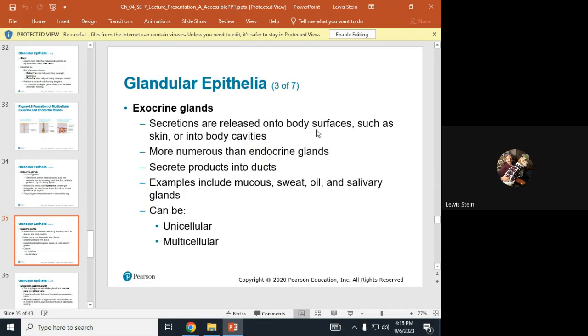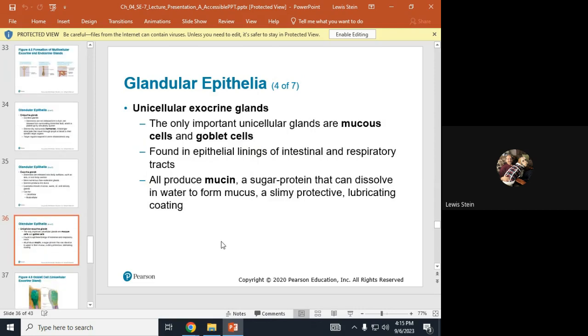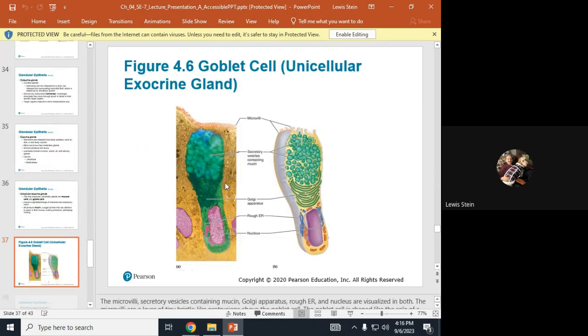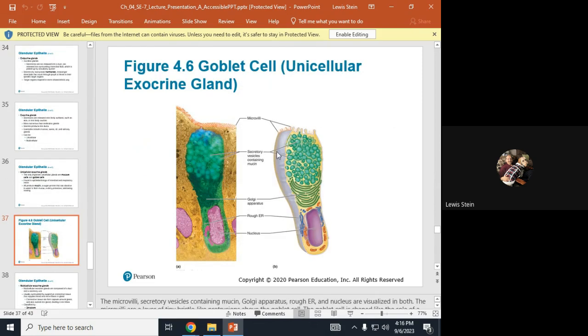Exocrine secretions are released onto surfaces like skin or internal linings. There are many more of them than endocrine. They can be unicellular, which is the goblet cell, or multicellular, and they're classified based on the secretion. Mucus has a sugar protein called mucin that makes it sticky. Stain so you can see the secretion's ready to come out.